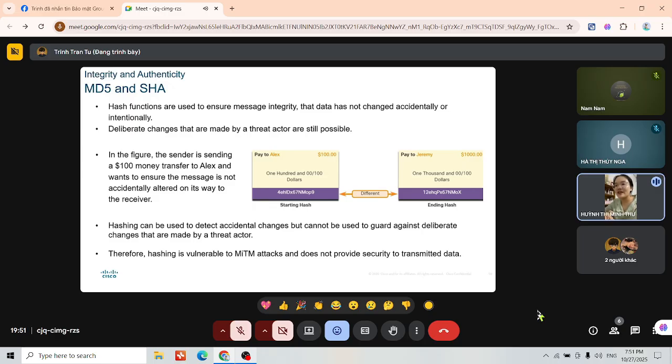For example, the sender is saying $100 money transfer to Alex and wants to ensure the message is not altered accidentally on its way to the receiver. Hashing can be used to detect accidental change, but cannot be used to guard against deliberate changes that are made by the threat actor. Therefore, hashing is vulnerable to MITM attack and does not provide security to transmitted data. Next slide.